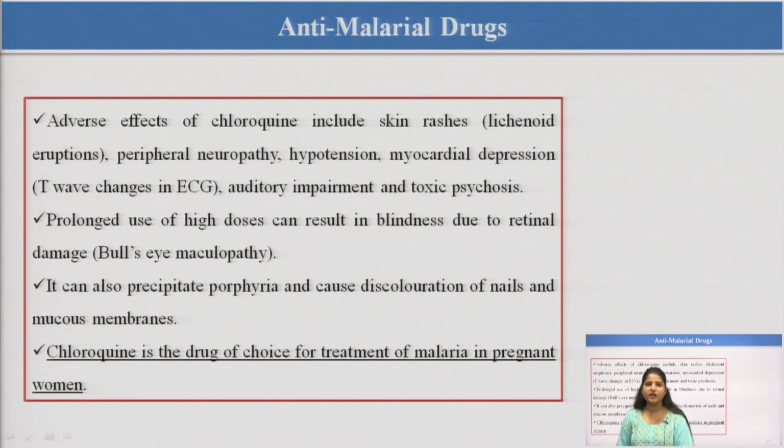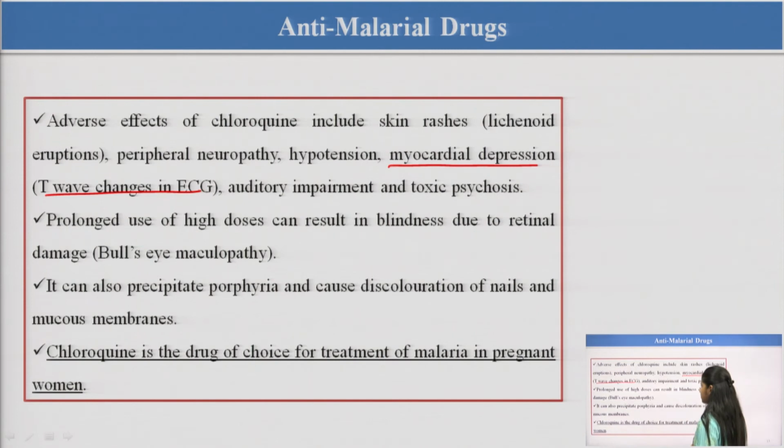Now, what are the adverse effects of chloroquine? Chloroquine is causing vasodilation, and due to the vasodilation, there is hypotension. They are also affecting the T waves, causing T wave changes in the ECG. So, there will be abnormality in the rhythm, and there will be myocardial depression. So, chloroquine has an effect on the heart.